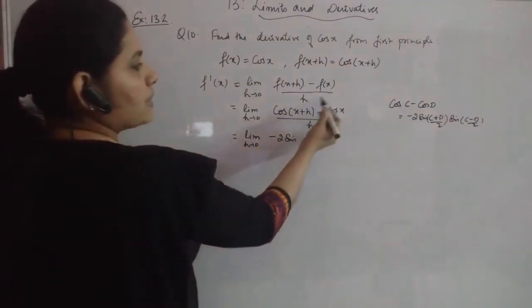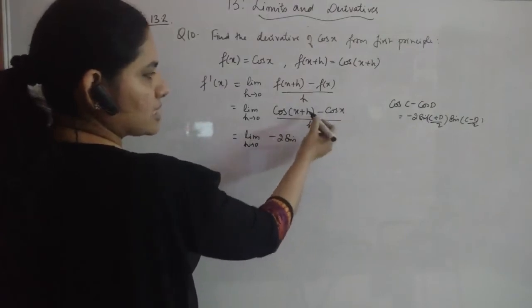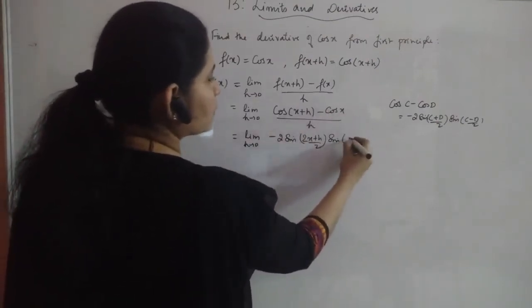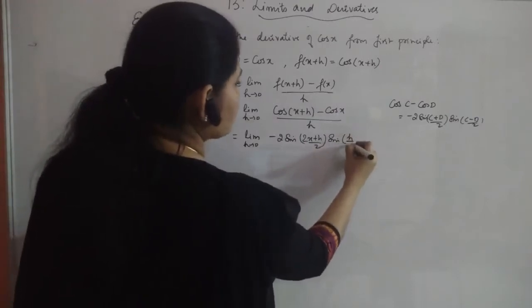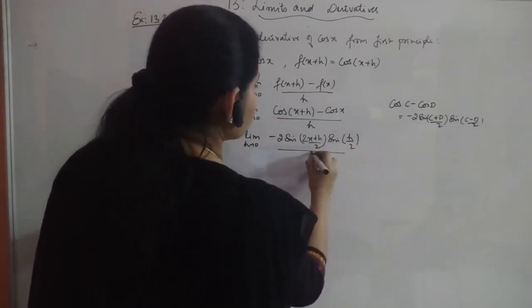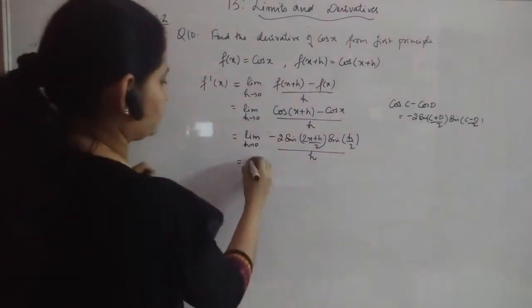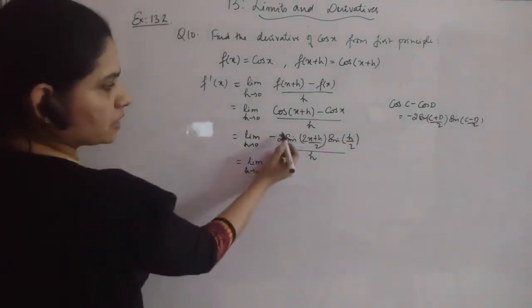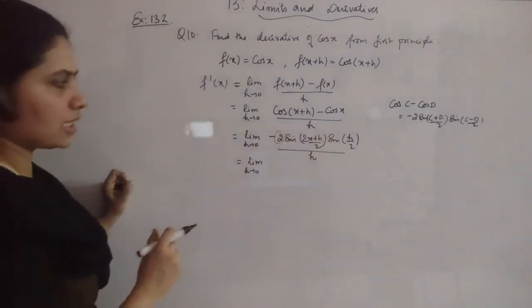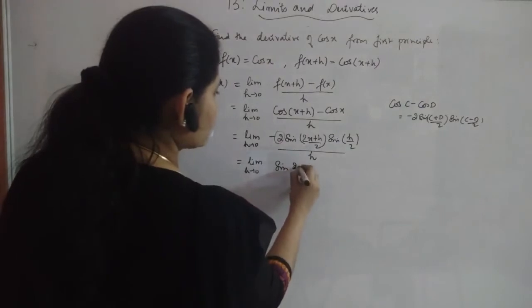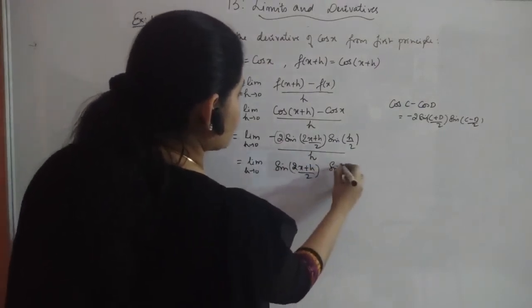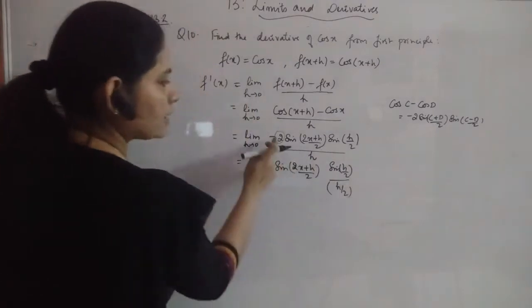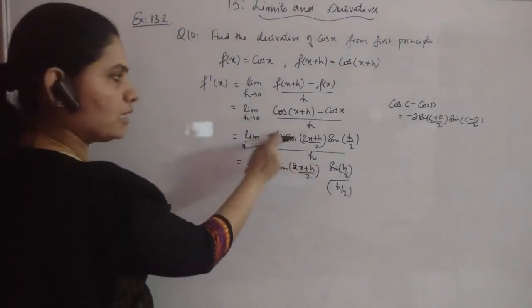So what will be c plus d by 2? C plus d will give you 2x plus h by 2. Sin c minus d by 2 will give you, x will get cancelled and this will become h by 2, divided by h, right? Now here you have sin h by 2, you can see. So this h together with this 2 will help you make the limit identity which you can use. So I am just writing it like this: sin of 2x plus h by 2 into sin h by 2 by h by 2. Same thing, negative sign is there.